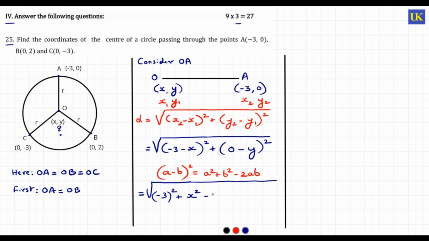Then minus 2 into a is how much? A is minus 3 and x, right? B means x. Now this plus sign, then 0 minus y, because see now 0 minus y is what? Y, and y square is how much? It is y square only, right? So y square. All right. Now we'll solve with this thing further.